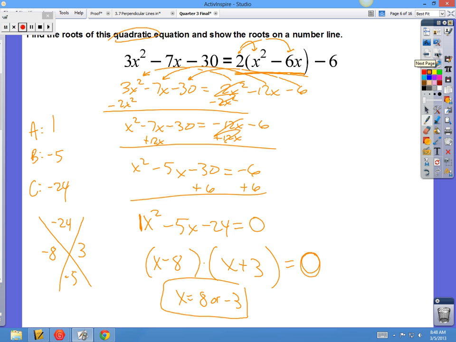Okay, show them on a number line. So this next part, show those two on a number line. Integers are pretty slick to show on a number line. So if you've got a number line, let's say 0's right there, 8, there's my 8, circle it in, there's my negative 3, there we go. There's where those two roots would end up on a number line.